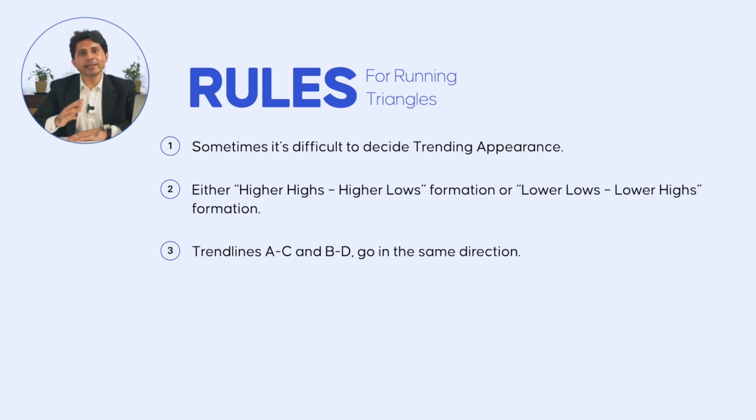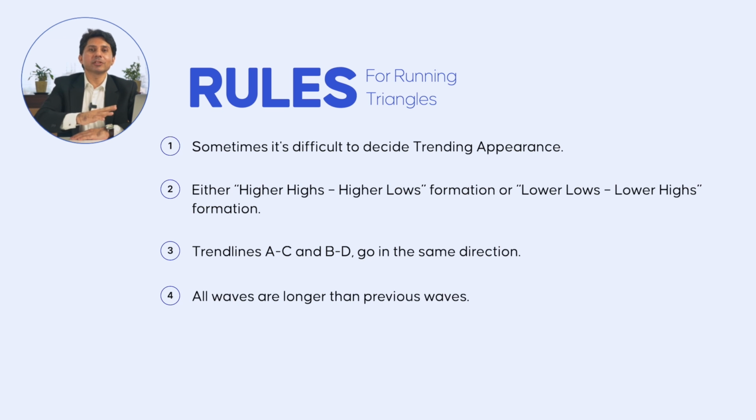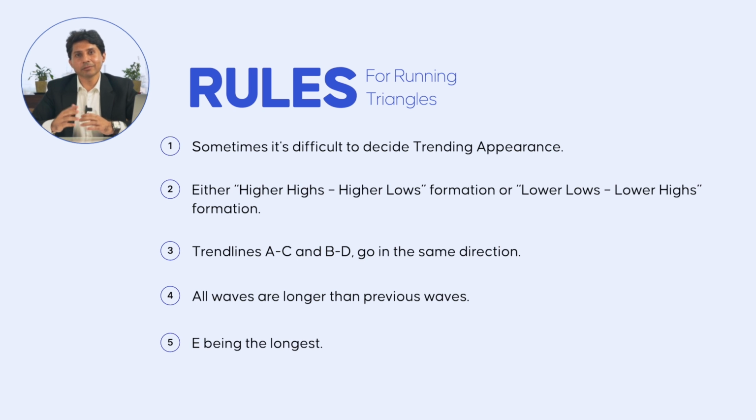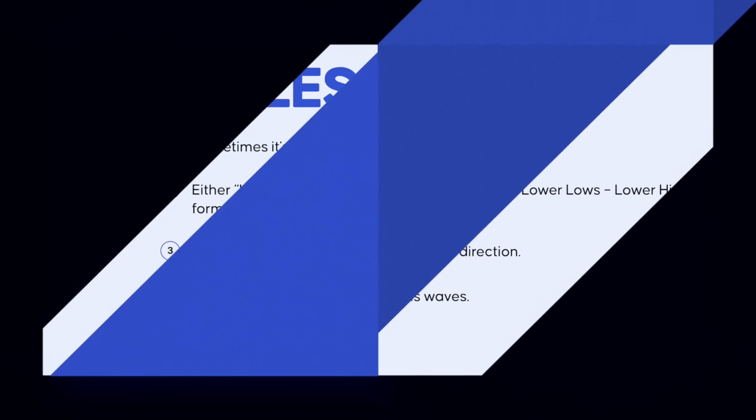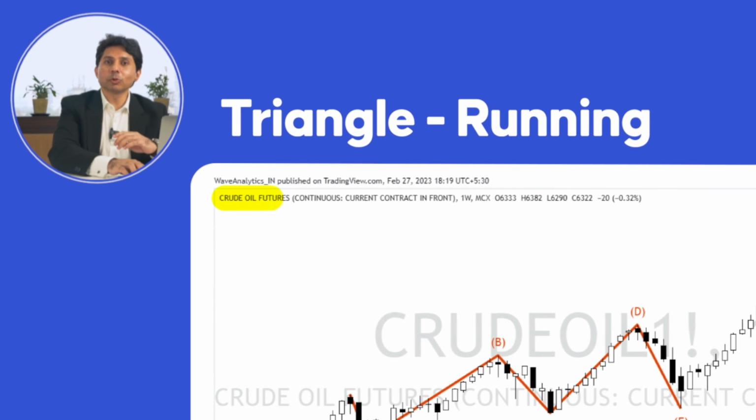From the trend line guidelines point of view, they go in the same direction, either upwards or downwards. And all subsequent waves are longer than the previous waves, with wave E being the longest. And that is the commonality with the expanding triangle. Yet the difference between expanding and running is the higher high, higher low, or the lower low and the lower high formation. Let's look at one of the examples on crude oil.